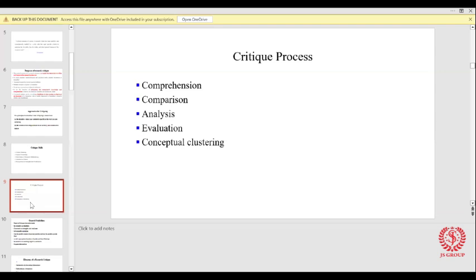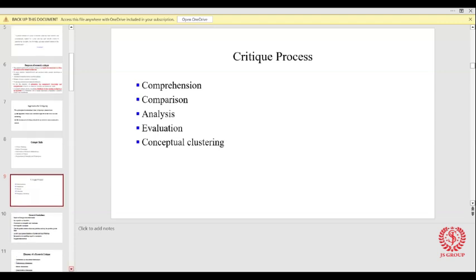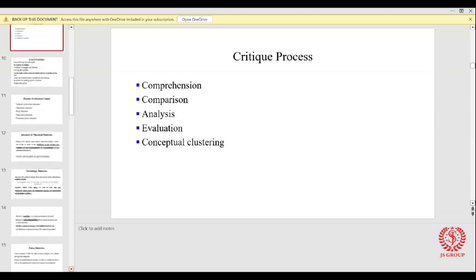Then analysis. Analysis means what? Systematically and carefully he will do the analysis of the research report and evaluate it, whether the researcher has done the research effectively or not effectively, in which aspect he is positive, in which aspect he is negative. All these things he will evaluate. Then conceptual clustering. On the basis of concepts, the entire research can be clustered into many aspects, so that the evaluation will be easy based on the criteria.